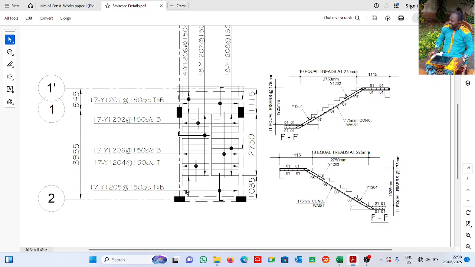Now, you see this arrow here and this arrow here is called the span. It means this reinforcement here will cover all this place. That is why you see one at 150 mm spacing, center to center. One will be here, another one, another one, another one, another one. They will fill this place here. 17 numbers, top and bottom.